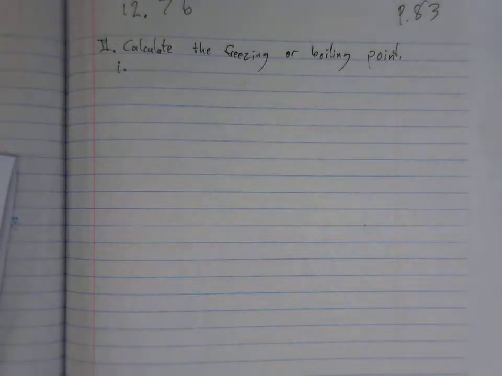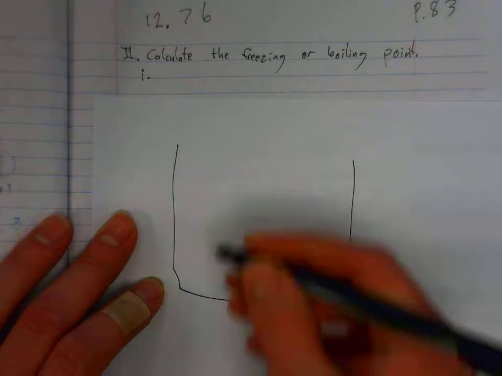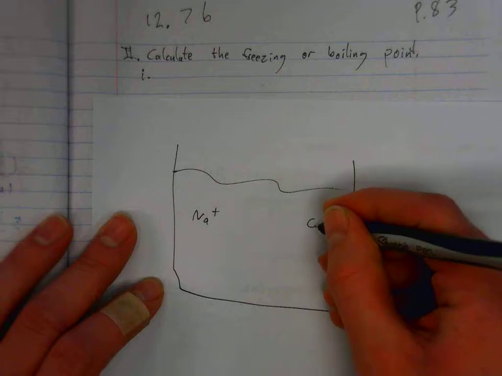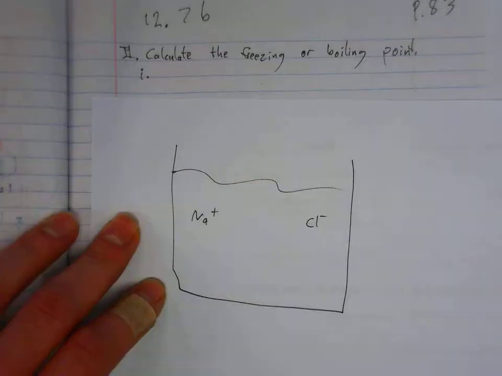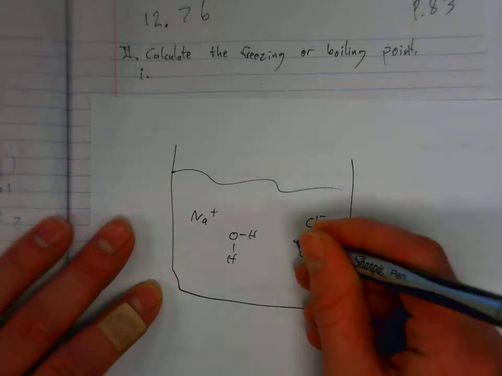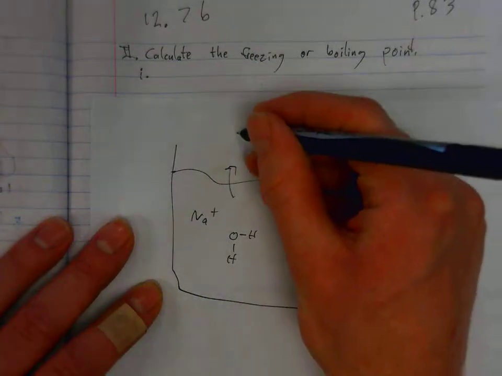Solutes change the boiling point and the freezing point of liquids. So think about a solution with salt in it. We have sodium ions and chloride ions. Now there's an aqueous solution. Now in order for the water to become a gas, it has to escape. So it has to escape the pull of the other molecules.